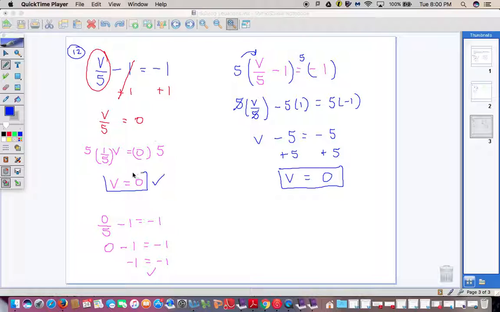Okay, so there is more than one way to solve a problem. As long as you're using mathematically sound justifications, you're going to end up with the same answer.